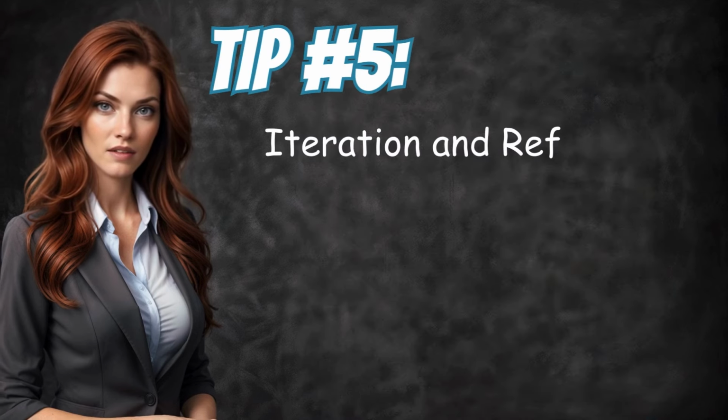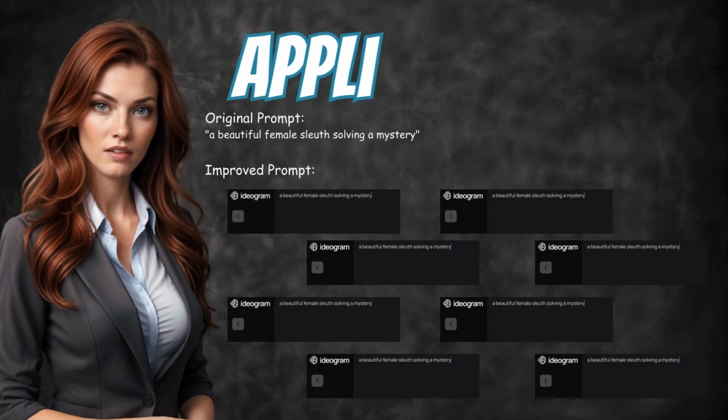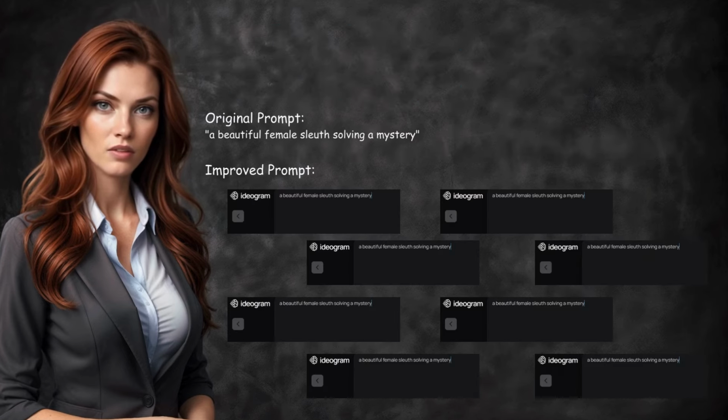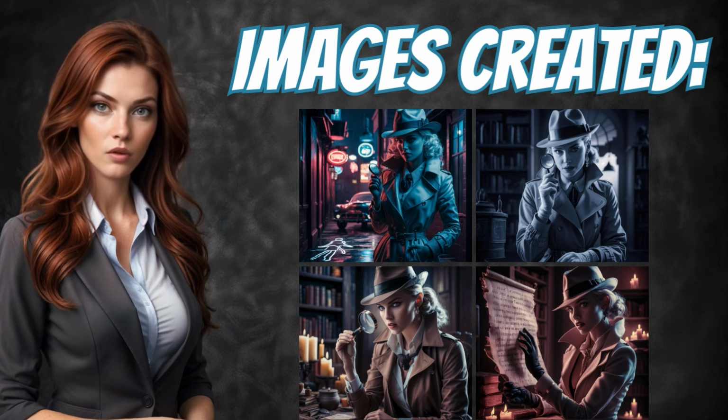Tip number 5, iteration and refinement. Don't hesitate to generate multiple versions of an image. Refine your prompts based on the output you receive, making adjustments to improve alignment with your vision.